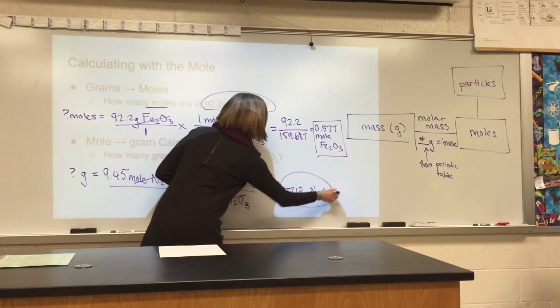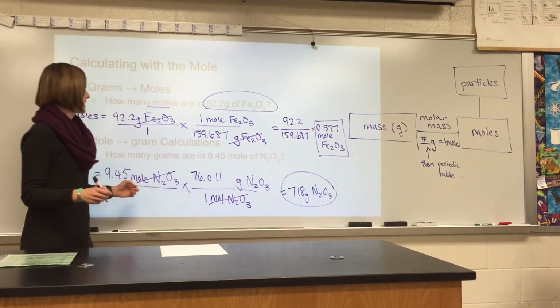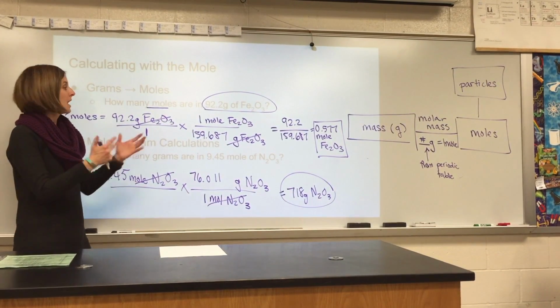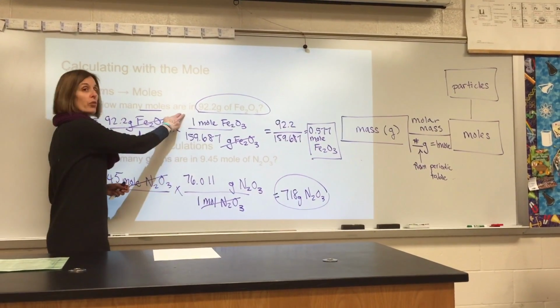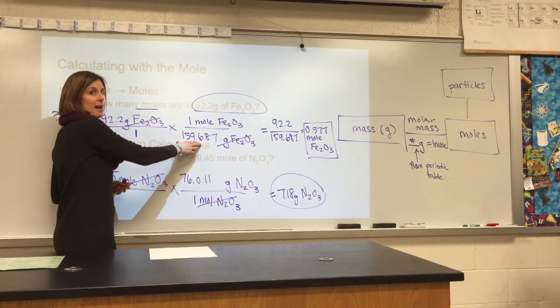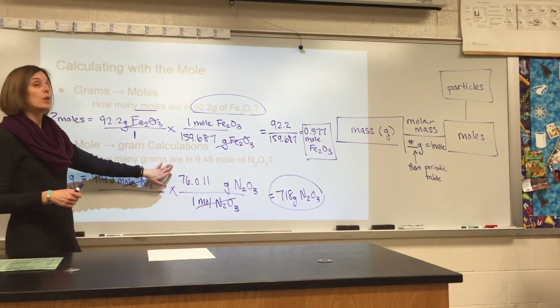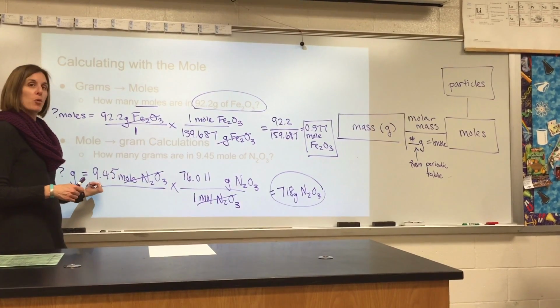So you would see I need a whole lot of that substance to get 9.45 moles. And that's it for these one-step conversion problems. If you're going to moles, you will always divide by molar mass. If you're going to grams, you'll always multiply by molar mass.